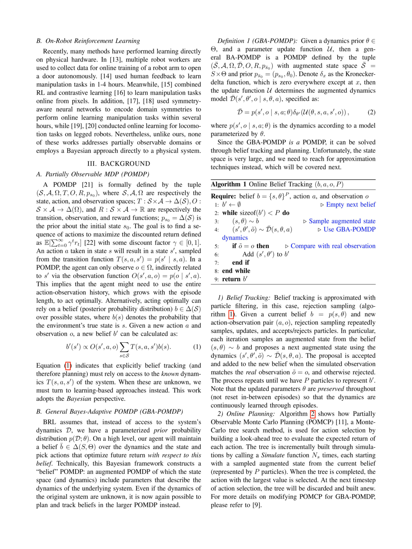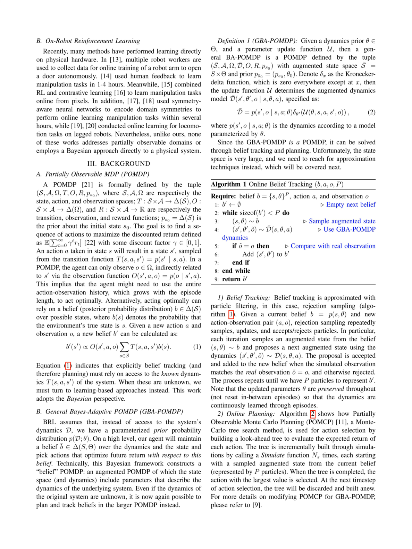Online planning. Algorithm 2 shows how partially observable Monte-Carlo planning, POMCP, a Monte-Carlo tree search method, is used for action selection by building a look-ahead tree to evaluate the expected return of each action.